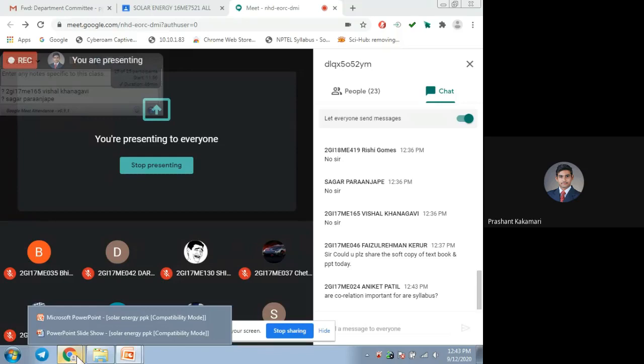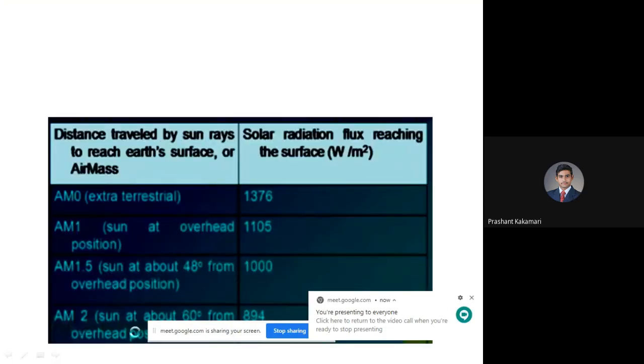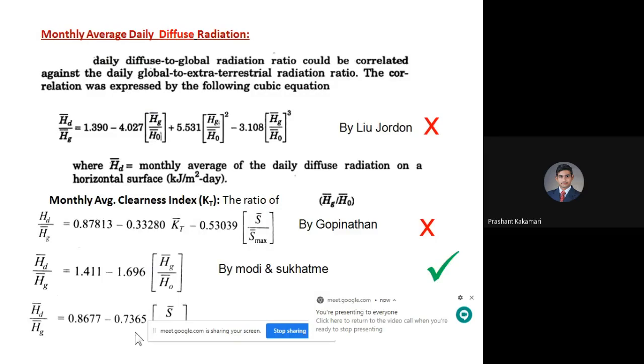Are the correlations important for the syllabus? Yes. The correlations which I have tick marked here to be used in the examples, these green tick marks you have to remember, or write separately, are used for the calculations, and they give values nearer to the actual measurements. The correlations marked with a red cross can be skipped because their percentage of error with respect to actual measurement is more. That error is more, so I have shown them with a cross mark.